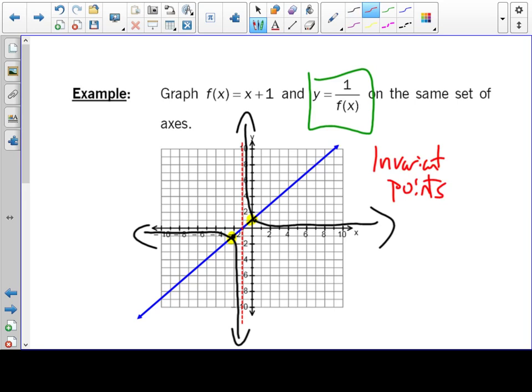And in this situation, for this graph, these invariant points are really important. Because after we plot the asymptote, the invariant points help us as kind of like anchors in order to draw the rest of the graph.